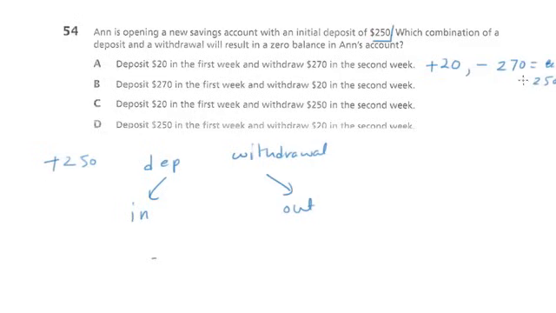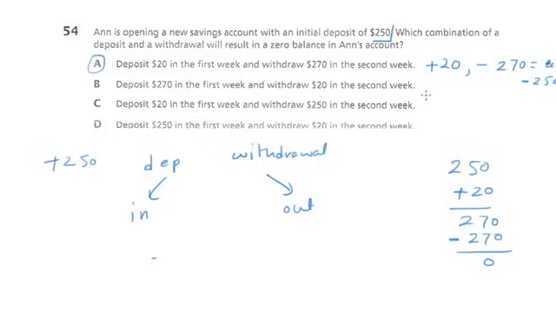So let me just put that together. That's like a negative 250. Well, she already had 250 in there, and then she did this. It looks like A is our answer, because she already had 250 in the account, and then she deposited 20. That means that she goes to 270, and then if she withdrew 270, that means she goes to 0. Let's just go through the other answers.